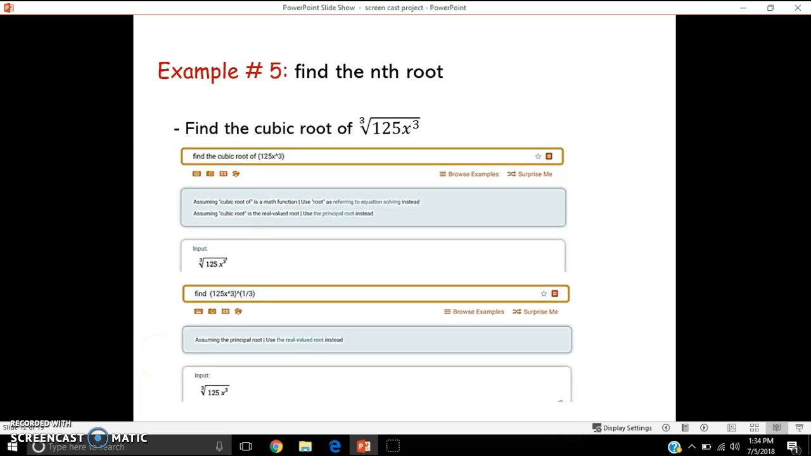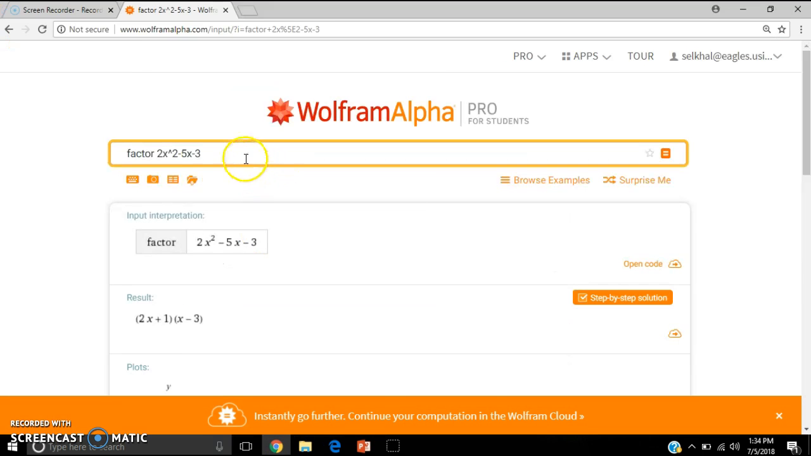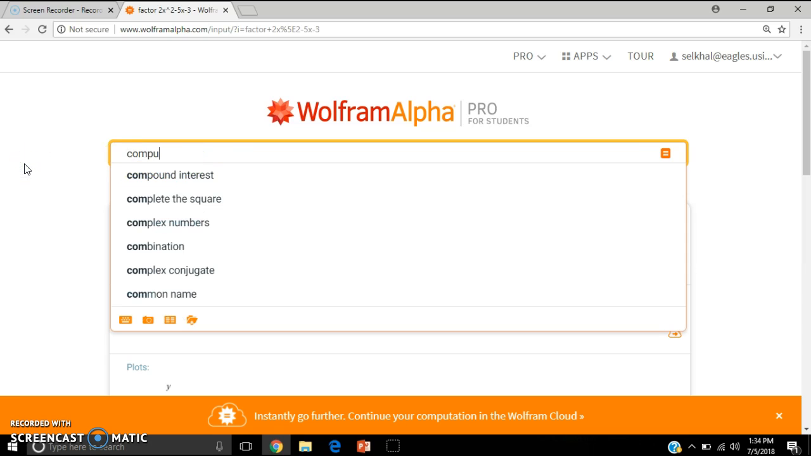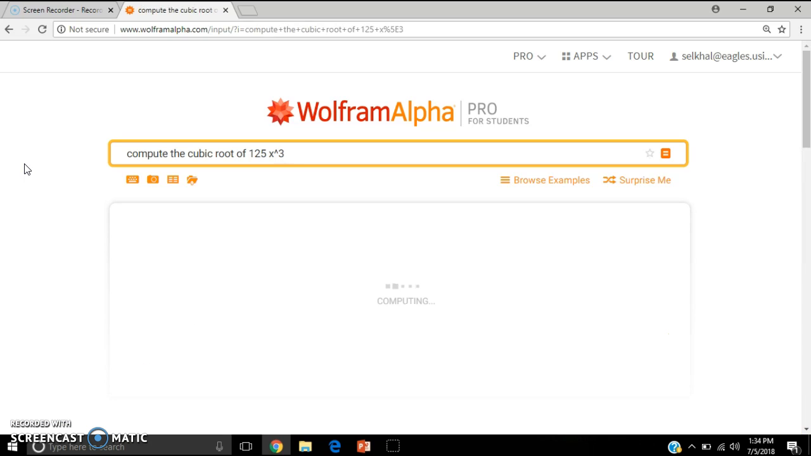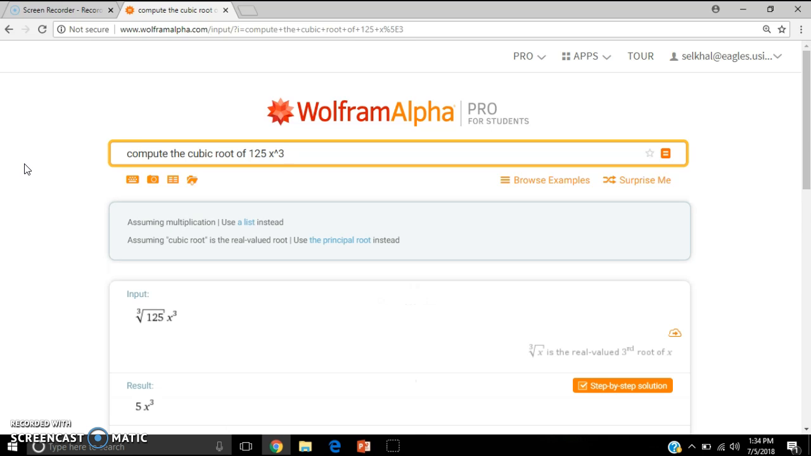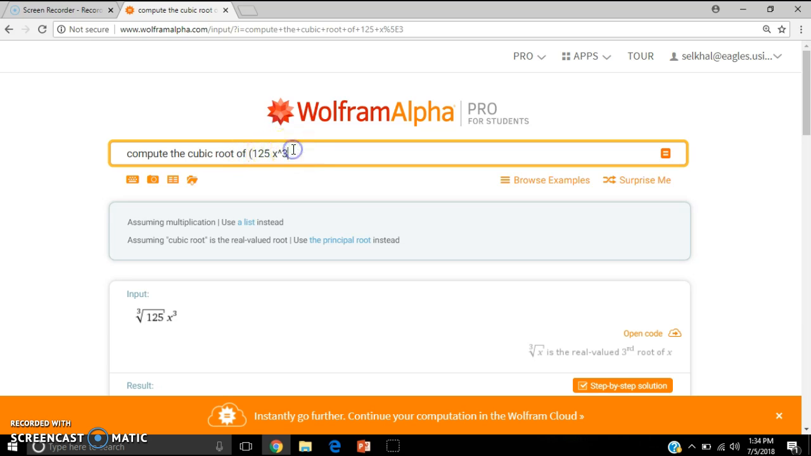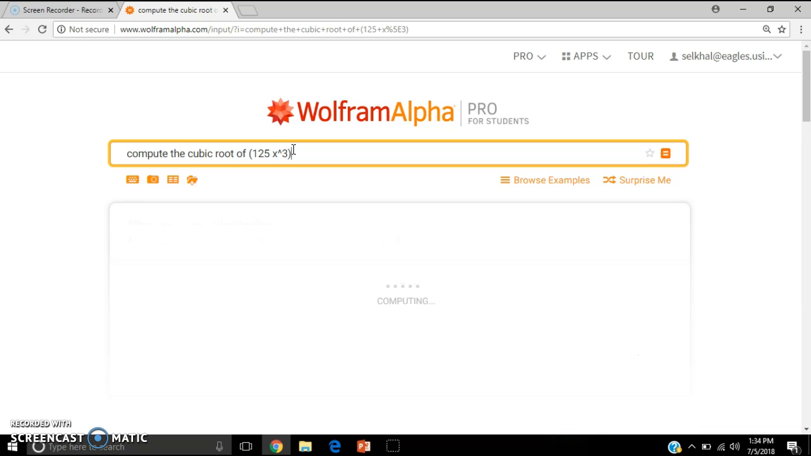Example 5 is about computing the nth root of 125x cubed. We can enter this as compute the cubic root of 125x cubed. Here I missed my parentheses, so this will give me a different answer.